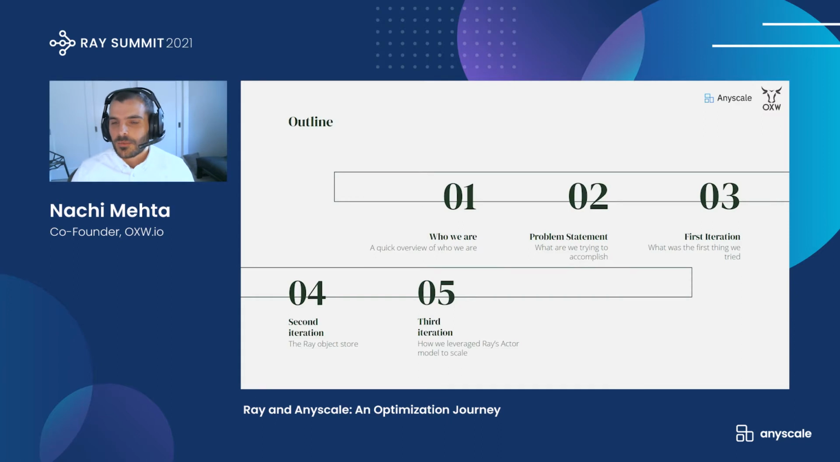Before we begin that, I want to give a quick outline of what I'm going to be speaking about today. So just going to cover the people involved in this talk and the presentation, the problem statement that we were trying to accomplish, what we tried out first, fourthly, how we improved that, and then a fifth step in what our final state looked like, where we were able to achieve really good scaling.